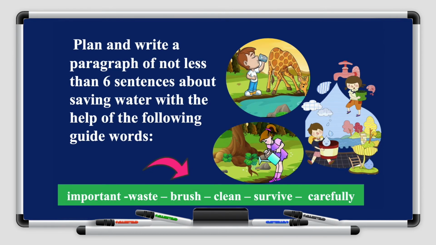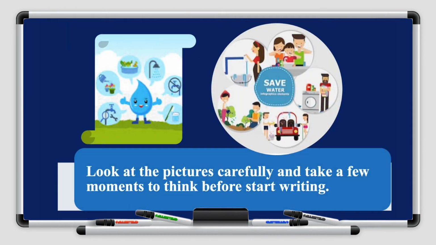So we are going to work together today in writing a paragraph about saving water. So when I want to plan and write about saving water, I need to follow the 3 steps. So plan and write a paragraph of not less than 6 sentences about saving water with the help of the following words: important, waste, brush, clean, survive, and carefully. Okay? Take some time to look at the pictures and guess what you want to write in your paragraph. So pause the video in order to write.